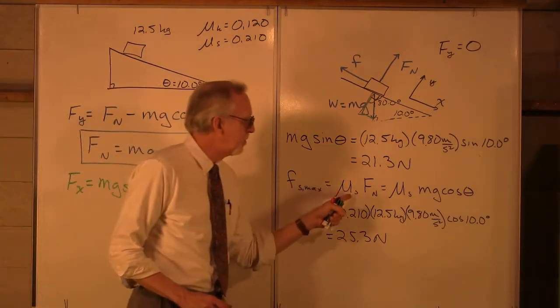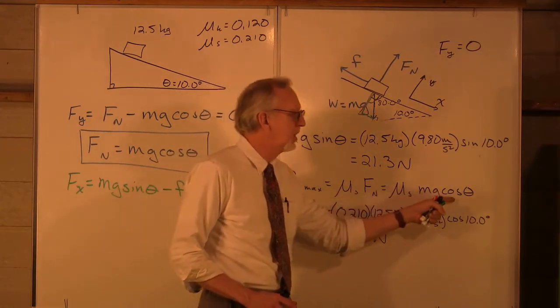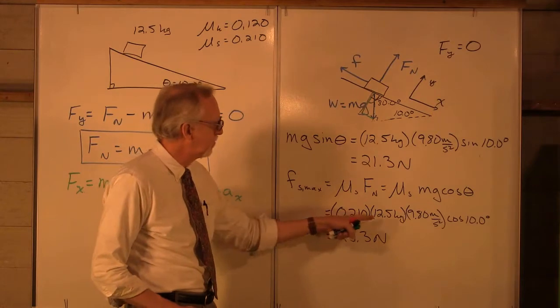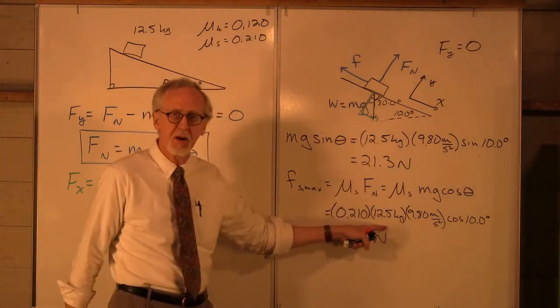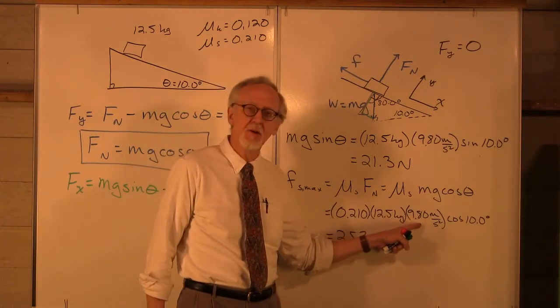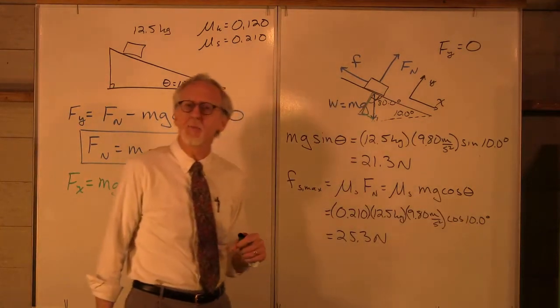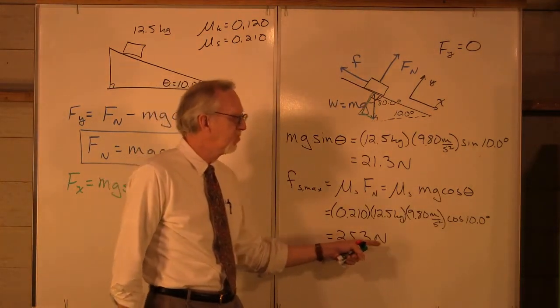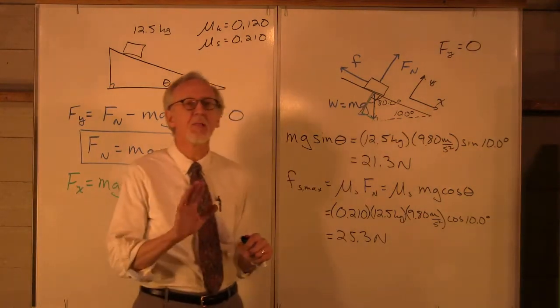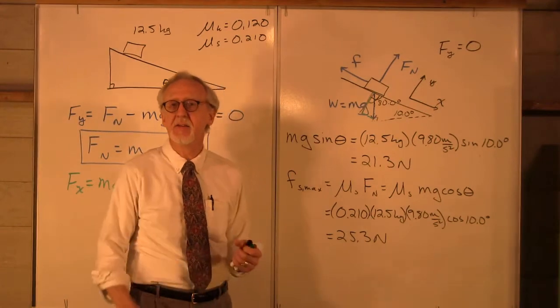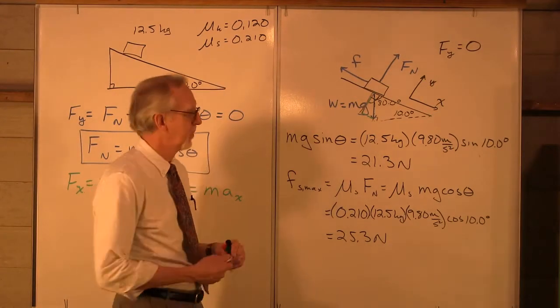So this becomes mu s times mg cos theta, which we have as 0.210 times 12.5 kilograms times 9.80 meters per second squared times cosine of 10 degrees. Multiplying those out, we get 25.3 newtons. Let me ask you, what happens? Does the mass slide or not?